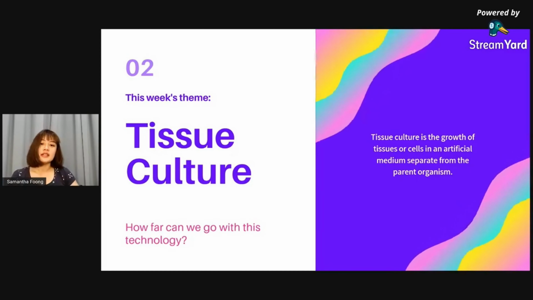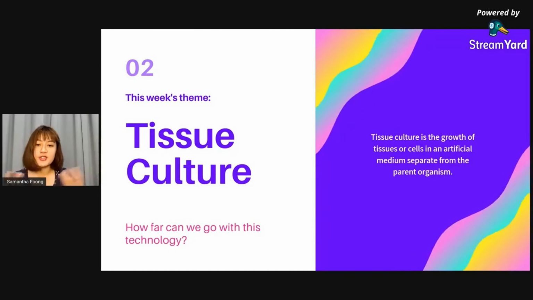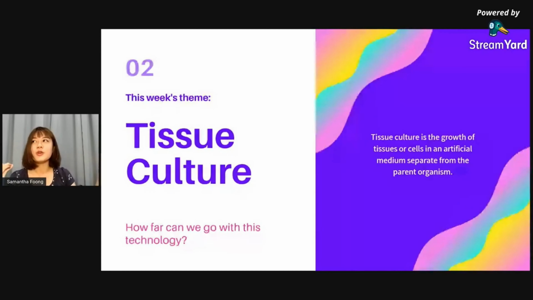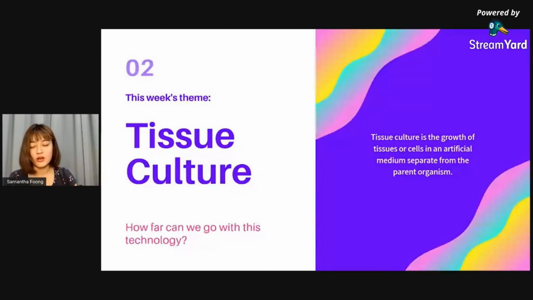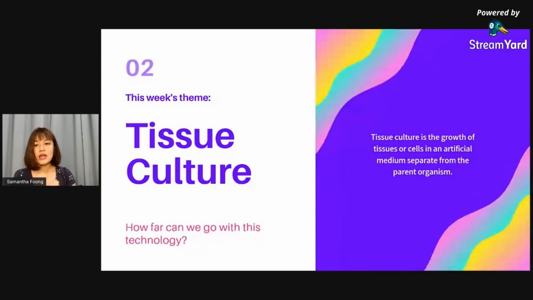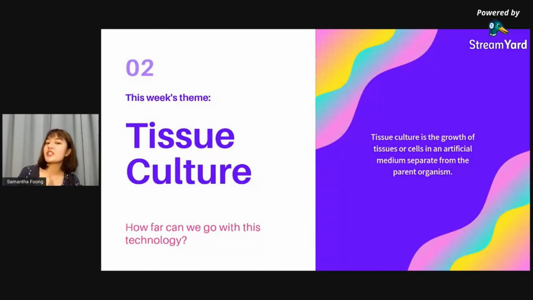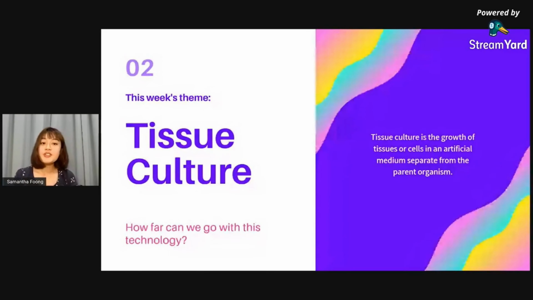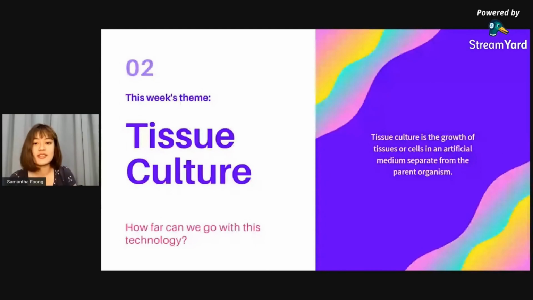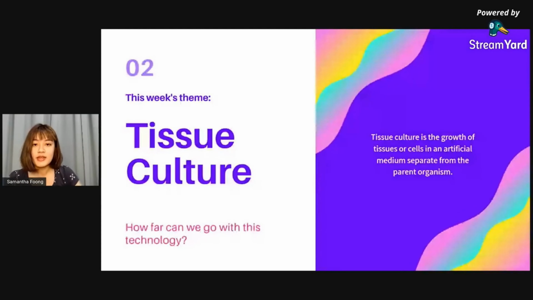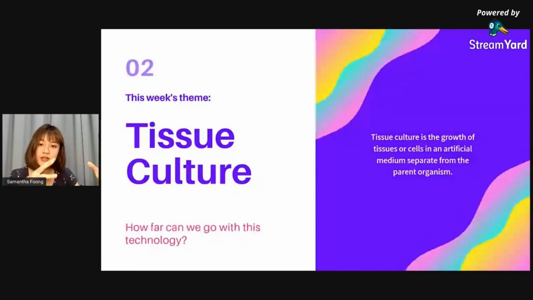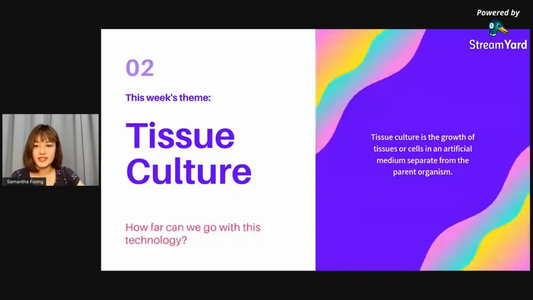So, the nutrient solution in this case is the artificial medium, and scientists have to figure out what combination of solution will be best for this particular group of cells. Both tissue culture and cell culture actually have the same definition, but the difference is cell culture explicitly refers to the growth of cells in an artificial medium, whereas tissue culture can refer to both tissue or cells grown in an artificial medium outside the parent organism.